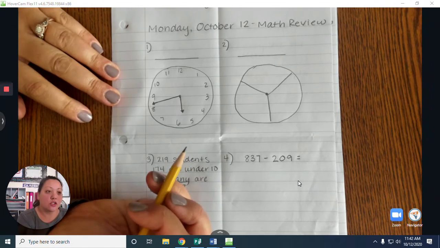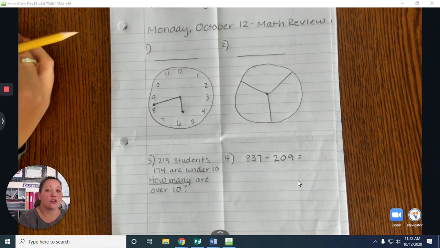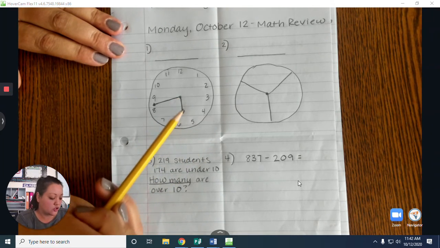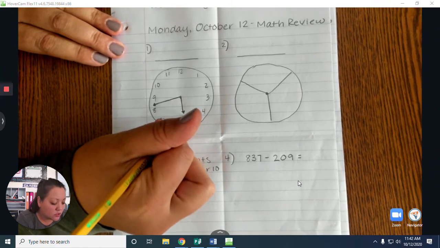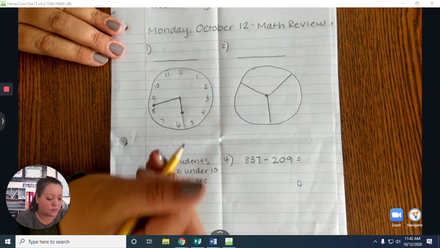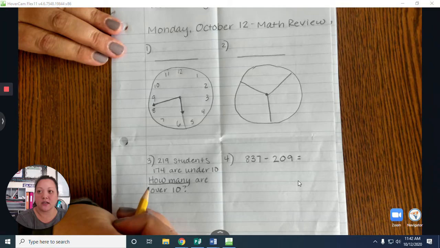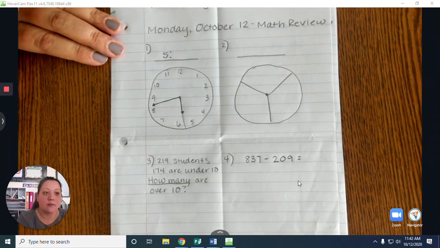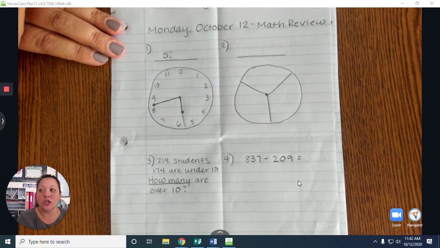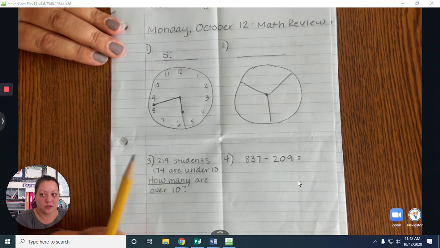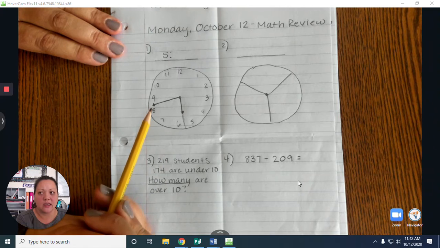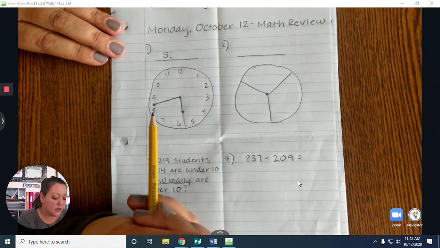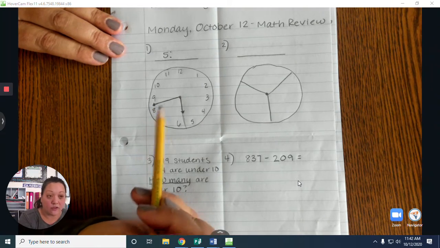Okay, so the question is, what time is shown on the clock? So the first thing I do is I look at the shorthand, and I'm just going to draw this out. It looks like it's past the 5, but not to the 6 yet. So I know that it is 5 o'clock at least. Now I got to look at the minutes. So it's between 8 and 9, but it's not 5:08 or 5:09.